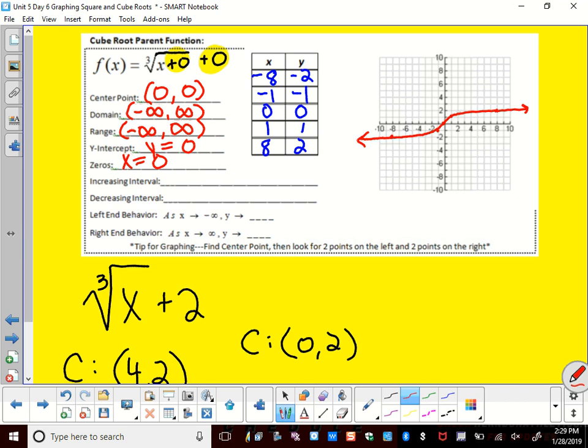All right, increasing intervals from left to right. Where do I start increasing? The whole time, right? Yeah. So I am increasing from negative infinity to positive infinity. There's nowhere that I'm actually starting. I'm just going the whole time. Am I decreasing at all? No.